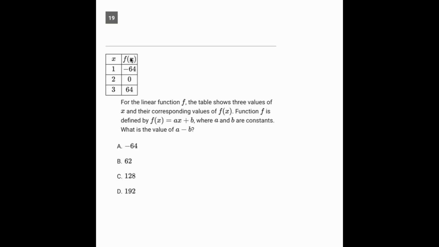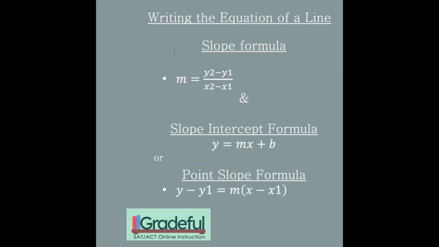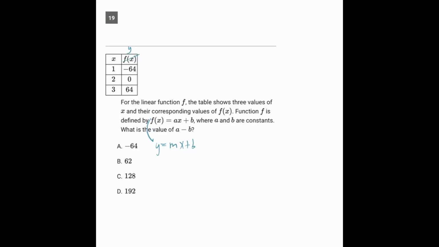Going over to question 19 now. Here we have an XY chart, because f of x is just a fancy way to say y. And we're being told that this is going to go into the y equals mx plus b format, because that a is in the slope position. So all of this fancy f of x talk aside, we're just being asked to find the equation of a line. And to find the equation of a line, you simply need to use the slope formula to find the slope, and then choose between the slope-intercept formula and the point-slope formula, depending on whether or not you have a y-intercept. So here, do we have a y-intercept?